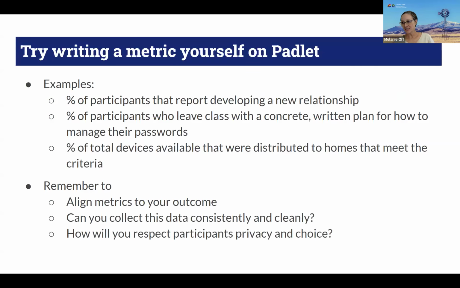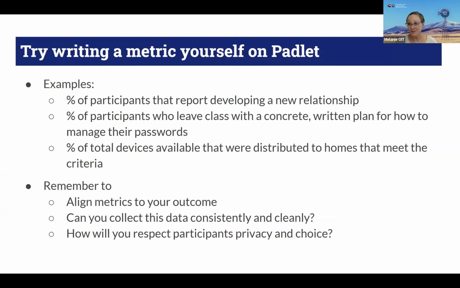I'm not going to do this because we're short on time, but go back to the slides when they are on the website and think about how you write a metric for your own outcome. Examples would be participants that report developing a new relationship, like we talked about in the coalition, or the number of devices that were distributed to homes. And remember to align the metrics to the outcome.